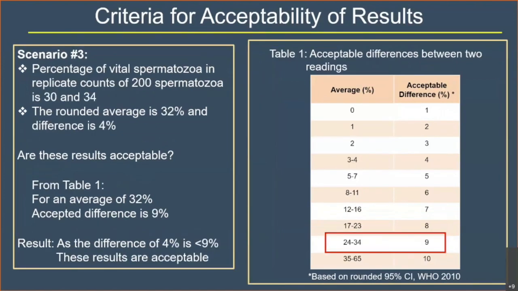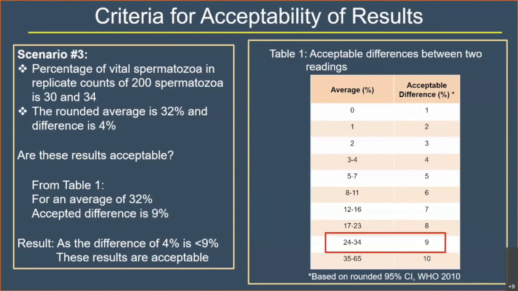Next slide, please. This is another scenario I want to illustrate where the two sets of readings were 30% and 34% with an average of 32%. And the difference in the two readings is 4%.